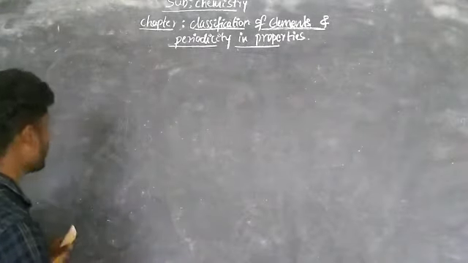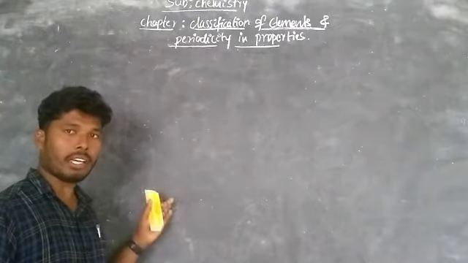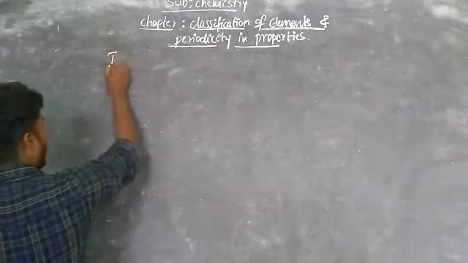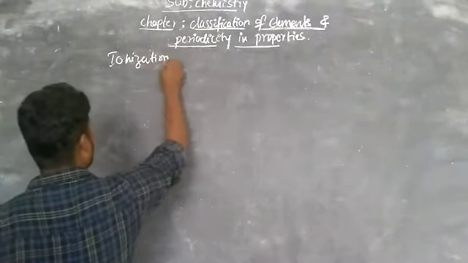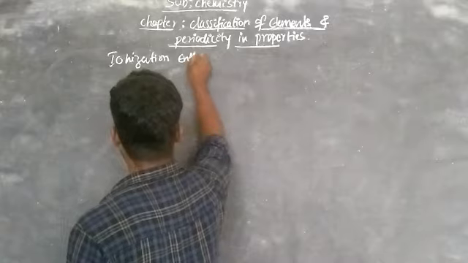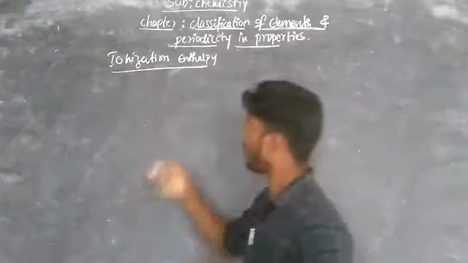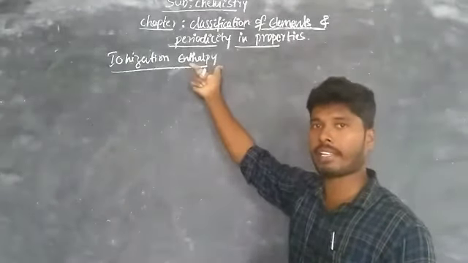The next one is ionization enthalpy. Electronegativity will be learned later, after learning ionization enthalpy. Now take the next one, ionization enthalpy. Very important. So ionization enthalpy is nothing but a type of heat or energy.